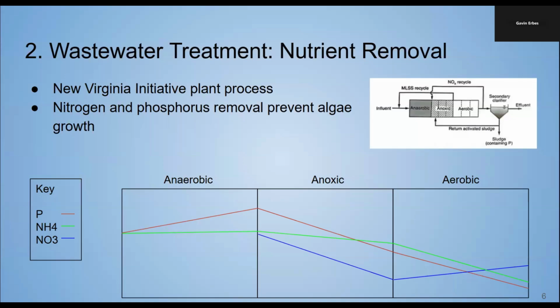For our nutrient removal, we selected the New Virginia Initiative Plant process. This process has lots of good implications for both nitrogen and phosphorus removal, which is important due to algae growth and other biological issues, as well as the state of California has regulations requiring less than 10 milligrams per liter of nitrogen for groundwater recharge.